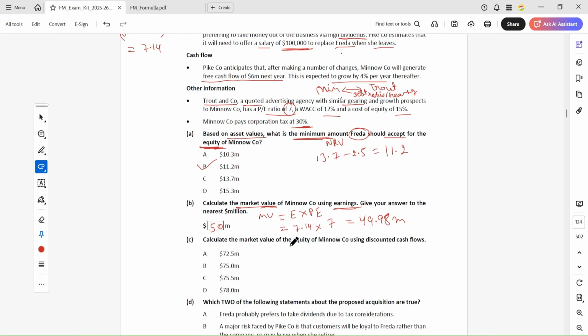Calculate the market value of equity. Calculate the market value using dividend discount.